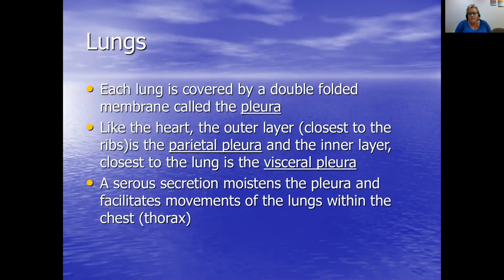How I remember that is the outside is pretty like a present. So parietal is present. And the visceral is the very good stuff inside, and that's the V for visceral and V for very good. And that's the side that is laying right on the lung tissue. Like with the heart and the pericardial membrane, the pleural membrane has a serous secretion that moistens it and facilitates movements of the lungs within the chest. So when the lungs expand and when the lungs deflate, they don't stick to themselves and they don't stick to the chest wall or to the ribs because they're always kept moist.